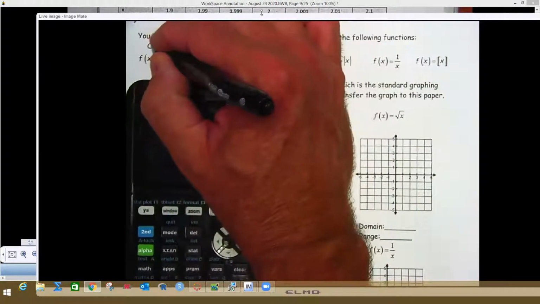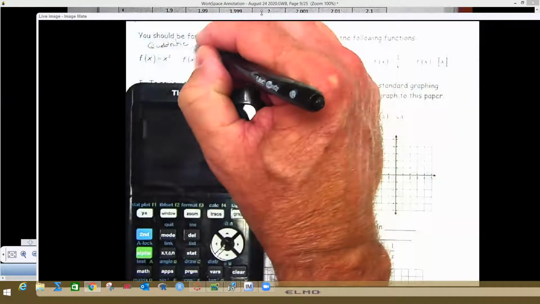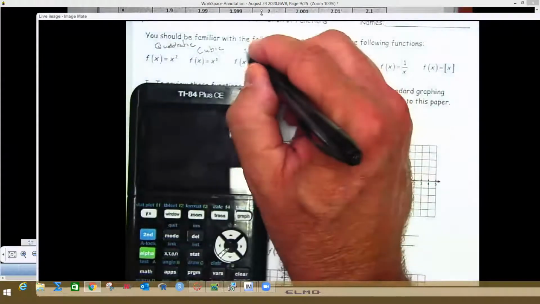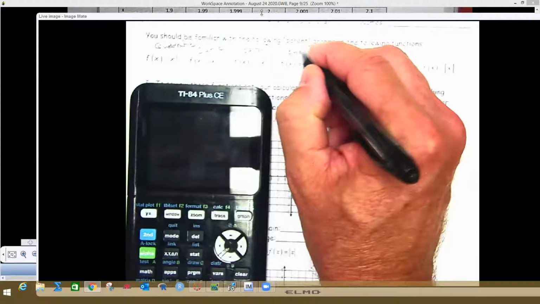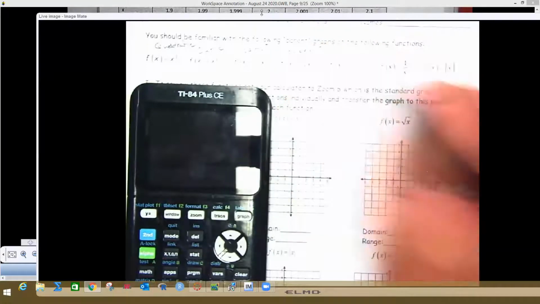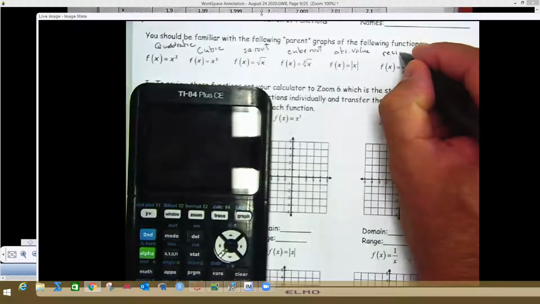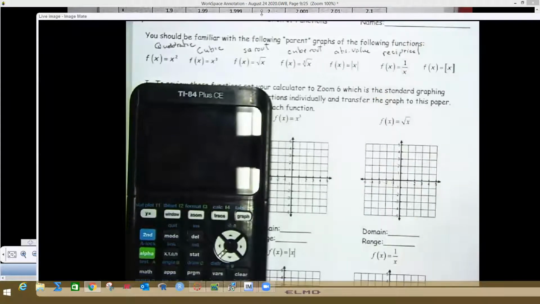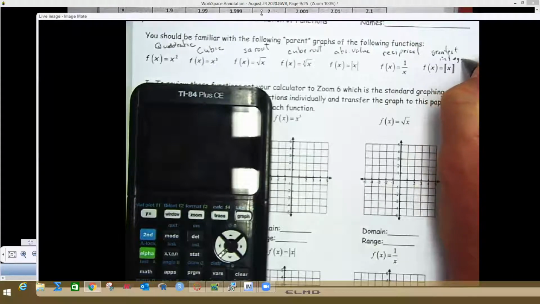This first one is called a quadratic because it's an x squared. The x cubed one is called a cubic. The next one is called a square root function. This one is called a cube root function. This is called the absolute value function. This is called the reciprocal function. Some books call it a rational function. And this is called the greatest integer function. Most of you have probably never heard of the greatest integer function.